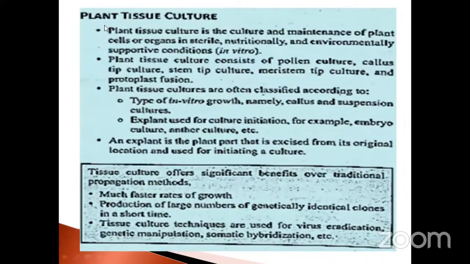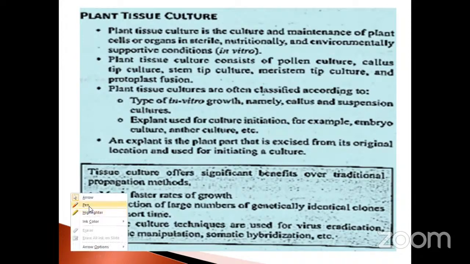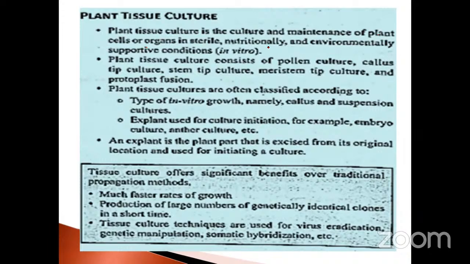The plant tissue culture, just imagine how it will be. Already I showed it. Plant tissue culture is the culture and maintenance of plant cells or organs in sterile, nutritionally and environmentally supportive conditions. That is called in vitro. In vitro means nothing but the lab. In vivo is nothing but outside.